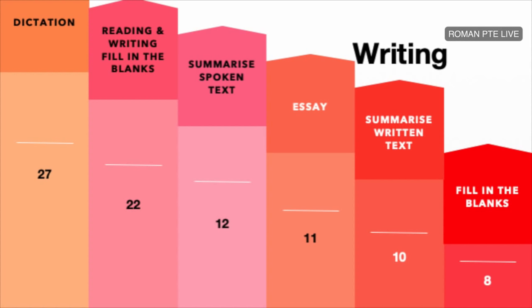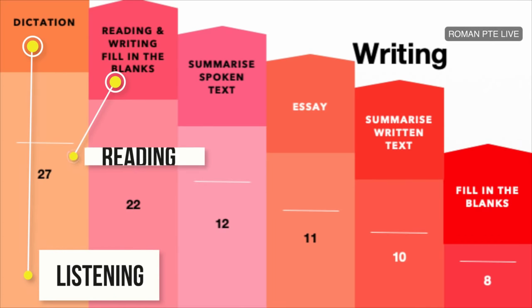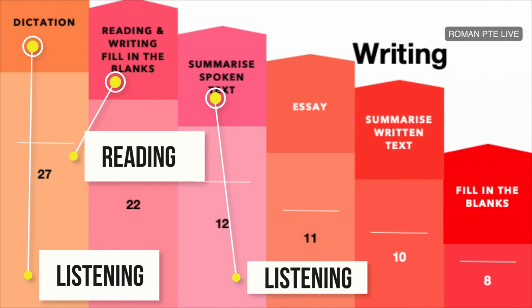Summarize the spoken text is the third important type of question, which carries 12 points. This question comes in listening. Now you can see that, as I told you, writing is assessed not just in writing but also in reading and listening as well. Dictation and summarize the spoken text are listening questions, whereas reading and writing fill in the blanks comes in reading.